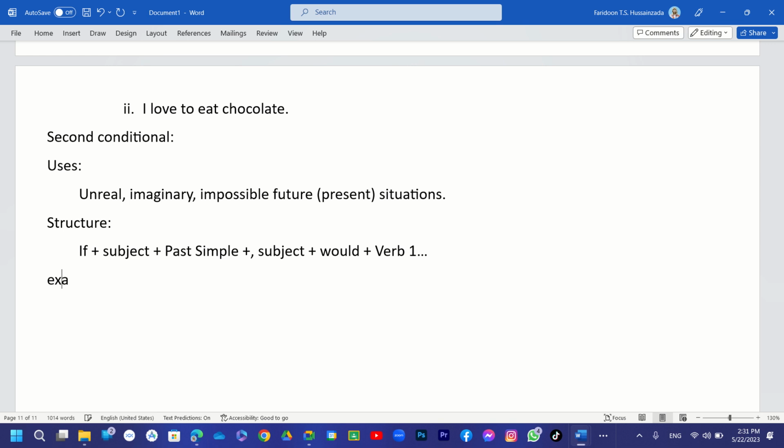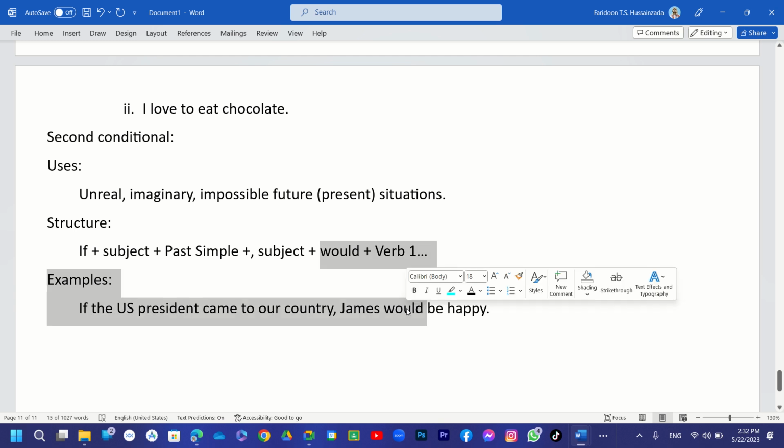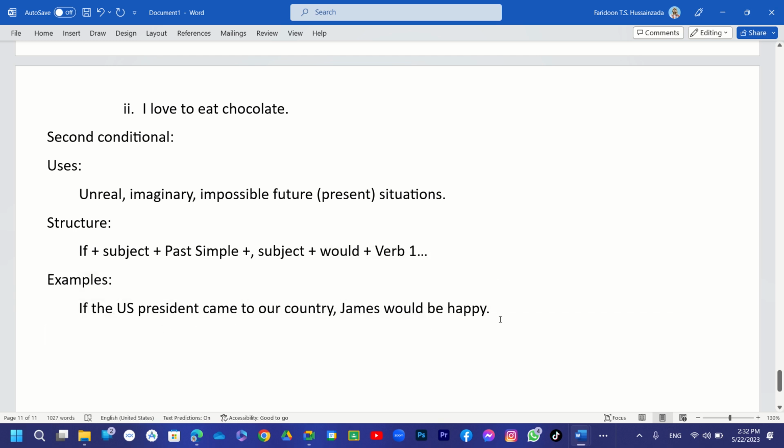So let's go with one or two examples here. First one can be: if the US president came to our country, let's choose a subject, let's go with James, James would be happy. Would be happy. So my verb one is be, and my would is of course would. So if the US president came to our country, James would be happy. Okay, the same way, you can make many, many more.